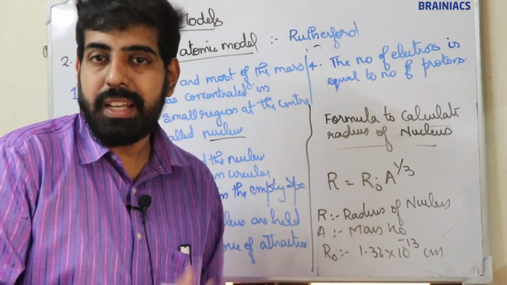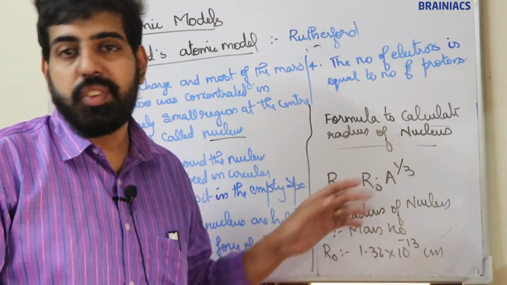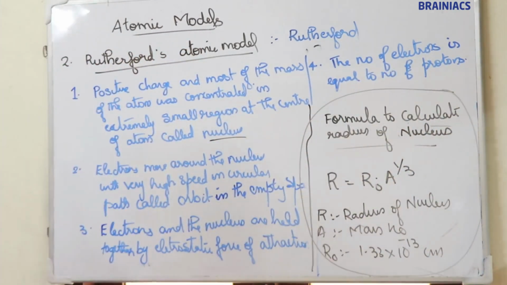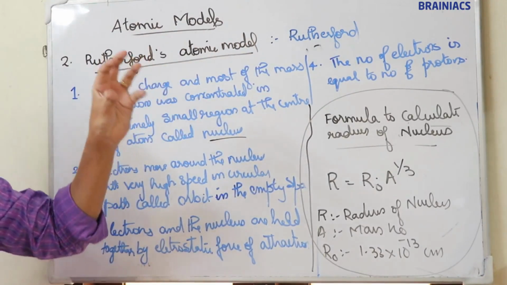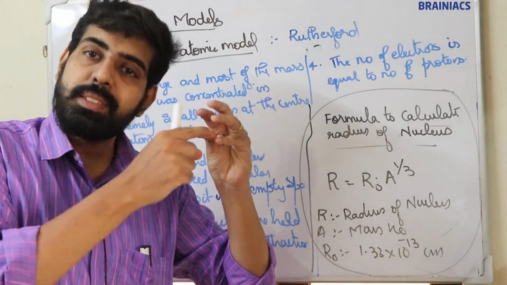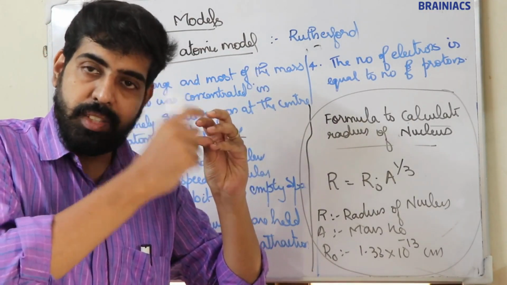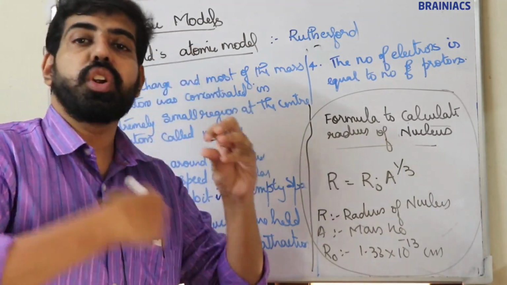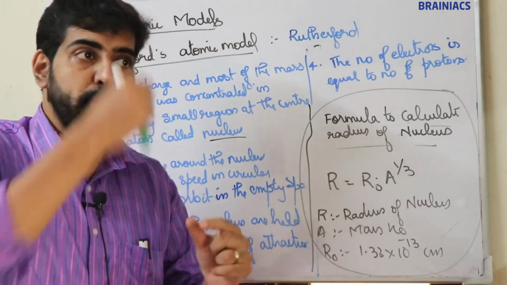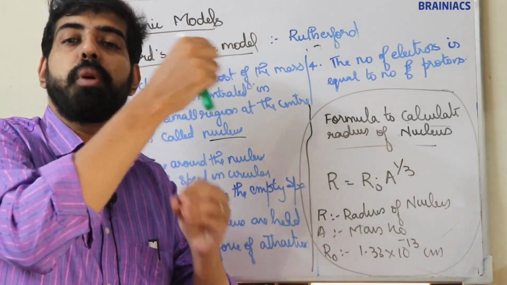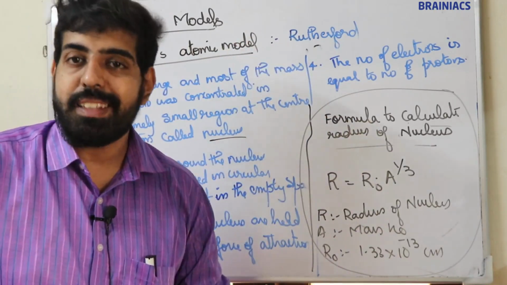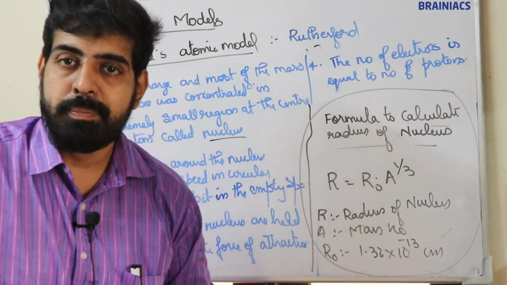Usually they may ask some problems regarding this equation. I think it's clear. So these are the postulates of the Rutherford model. The atom consists of a small positively charged nucleus. All the positive charge and mass are concentrated at the center. That center region is known as the nucleus, and electrons rotate around the nucleus at very high speed in the empty space. The force of attraction between electron and proton is electrostatic force of attraction, and the number of electrons is equal to the number of protons.